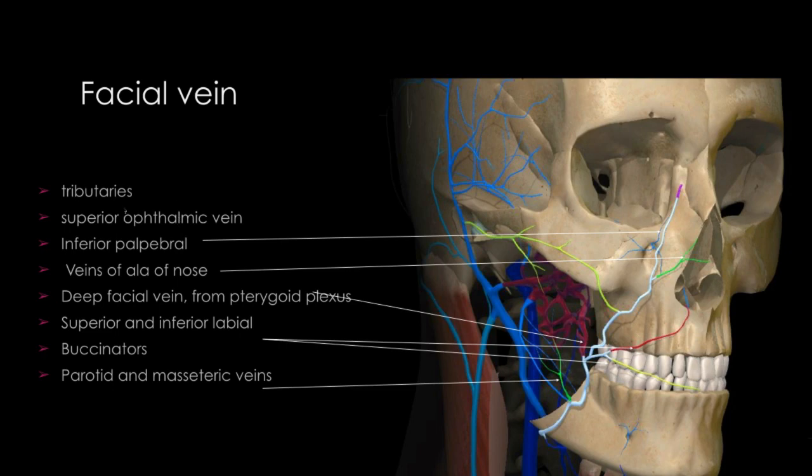What are the tributaries of the facial vein? The superior ophthalmic vein, the inferior palpebral vein, the blue colored one here, the veins of the ala of the nose. The facial vein communicates with the pterygoid plexus through the deep facial vein here. The superior and the inferior labial veins, which are marked, superior is colored red, inferior is colored yellow, as well as the veins from the buccinator muscles, as well as the parotid and the masseteric veins, the ones which are painted in green.